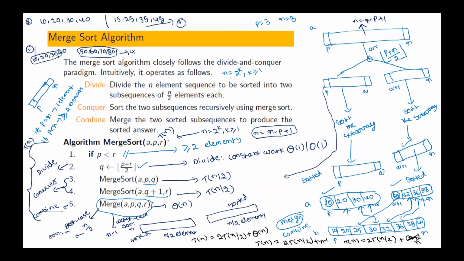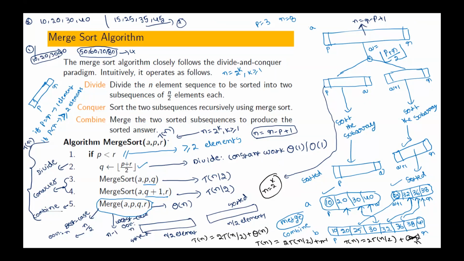In different textbooks, different forms will be there like this. Are all of them correct recurrences or not? They are all correct under the assumption that n is 2 power k. Otherwise, none of these is correct. Under the assumption that the number of elements is always 2 power something, it is of that form.